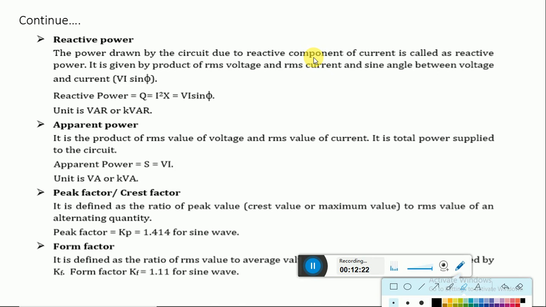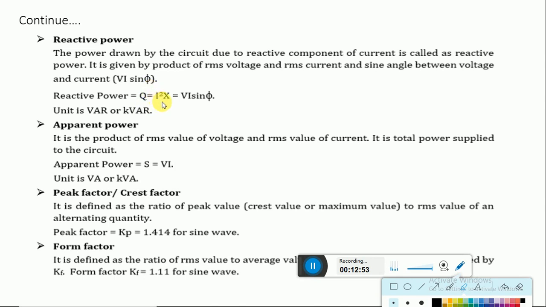Reactive components basically are inductor and capacitor. The power drawn by the circuit due to the reactive component of the current is called the reactive power. In the previous definition, we had the angle between V and I as cos phi. Now this is the sin phi. The sin phi indicates the reactive power, and reactive power is indicated by the capital letter Q.